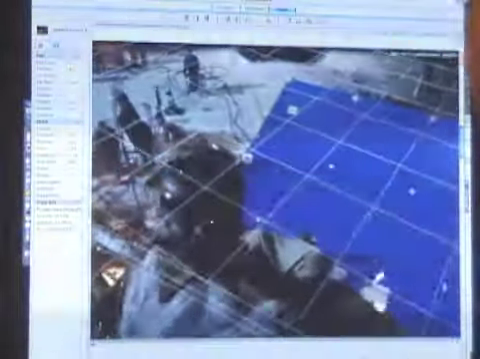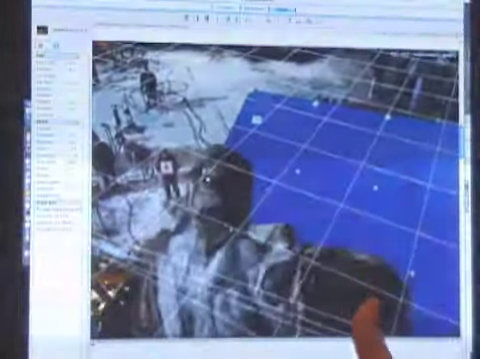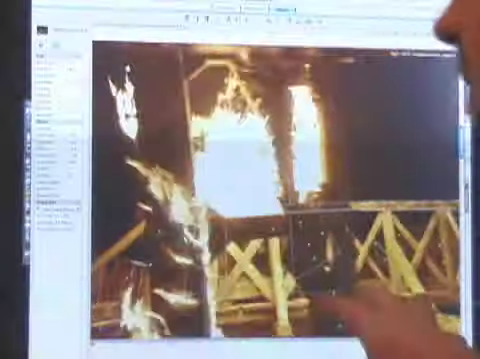The match move is basically trying to recover in the computer where the real camera was moving around, so that when we put our CG elements into the shot, they look like they actually exist. It's a lot of 2D tracking of various points, extrapolating where those points are in space, and this is what we get out of it.